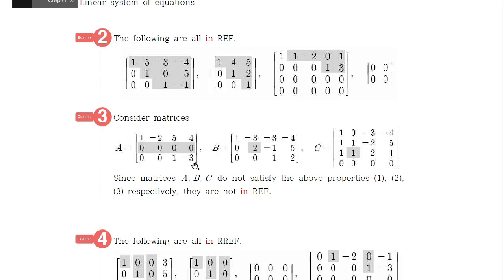Next, here. In this matrix, the zero row is in between, not on the bottom. So this does not satisfy the first condition. So it is not in row echelon form. Here, this leading non-zero is not 1. So it does not satisfy the second condition. So it's not in row echelon form. Here, this is the leading one, leading non-zero, but below we have non-zero entries.